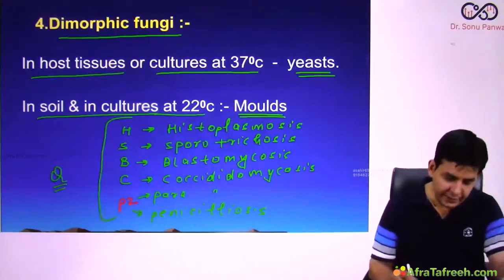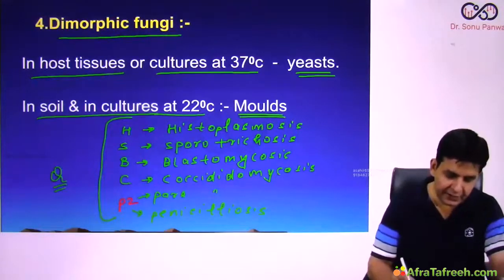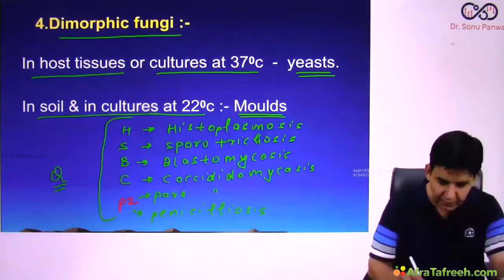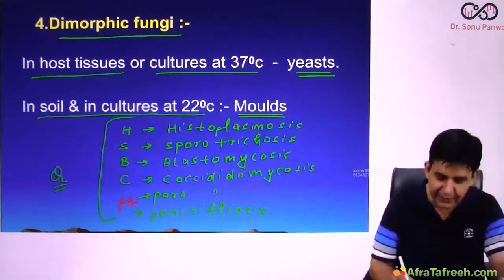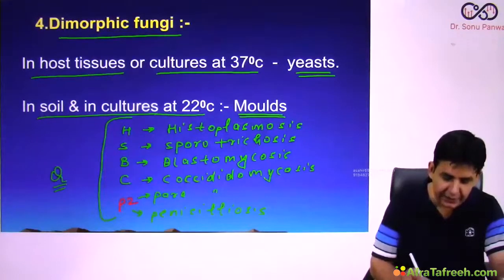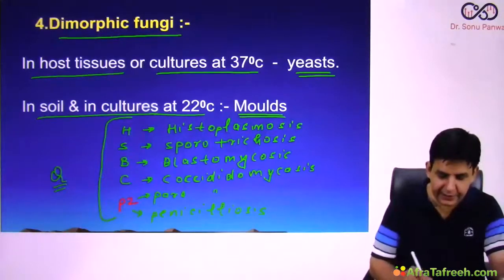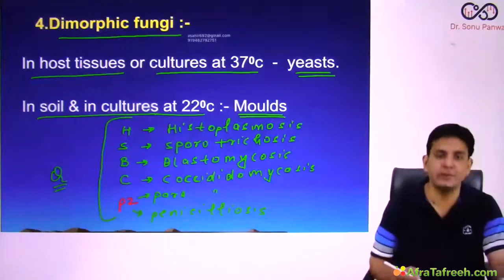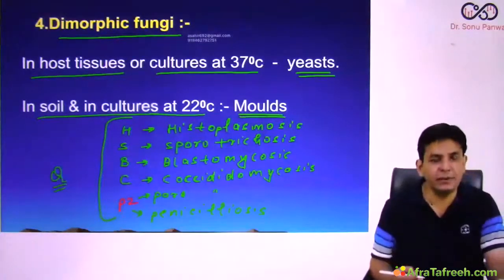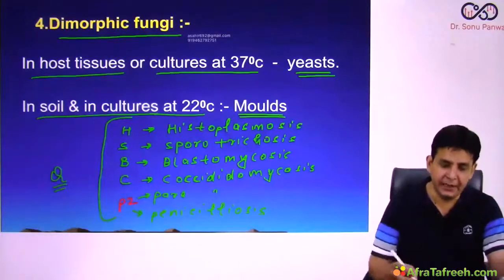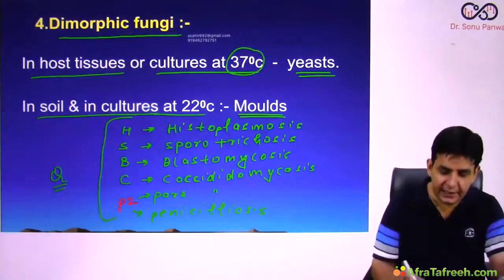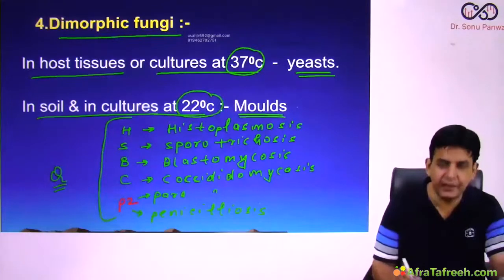What are the various dimorphic fungal diseases? Histoplasmosis, sporotrichosis, blastomycosis, coccidioidomycosis, paracoccidioidomycosis, and penicilliosis. Remember, Candida is not a dimorphic fungus, because dimorphism is dependent on the temperature. At 37 they are yeast, and at 22 to 25 they are molds.